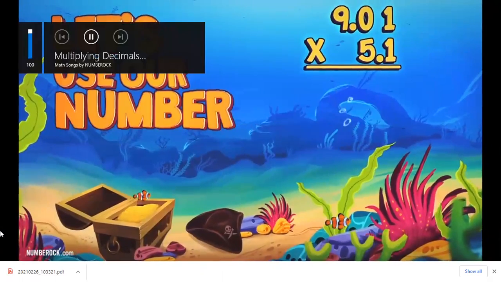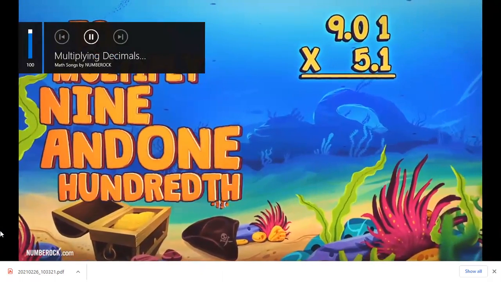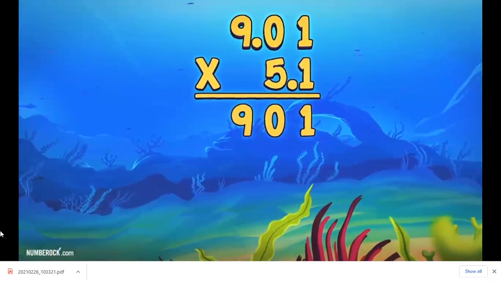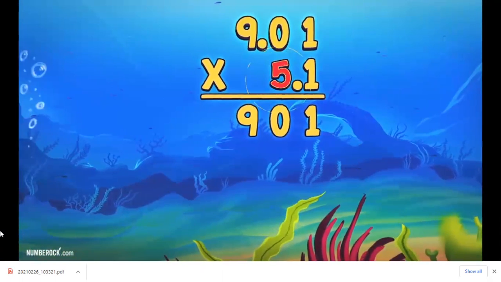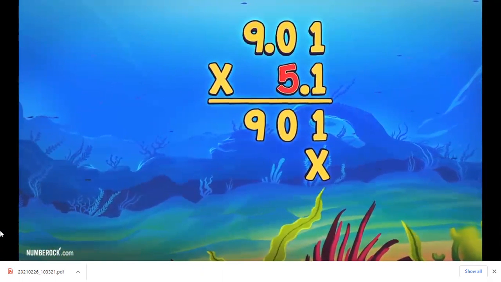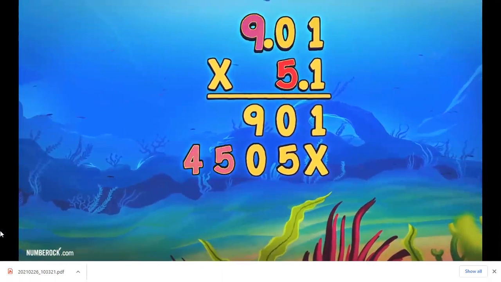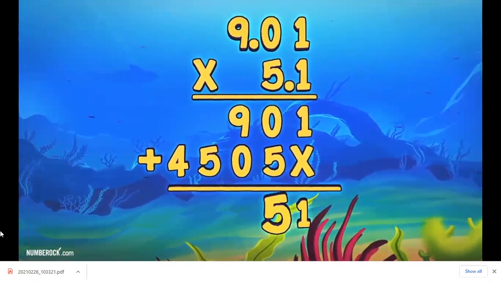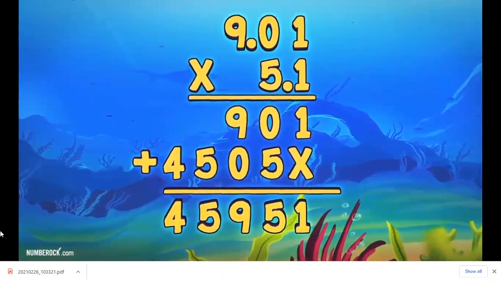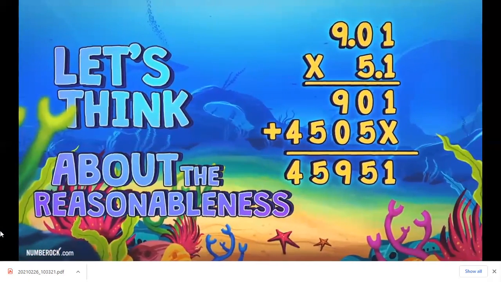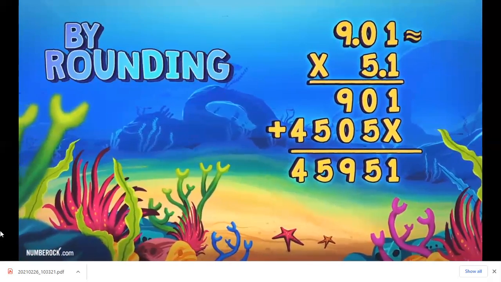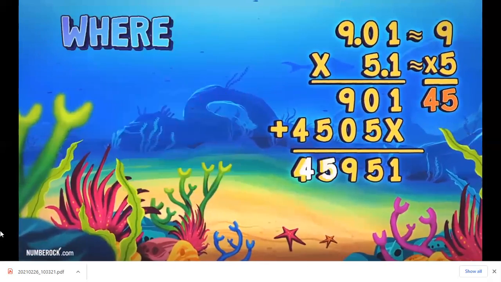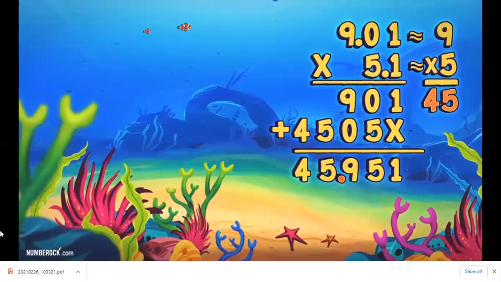Let's use our number sense to multiply 9 and 100 by 5 and 1/10. We multiply the 1 to get 109. In the next place value, there's a 5. Next holds the place on the second line. We get a 5, a 0, and a 45. Write a line, a plus sign, tally up the score. To get 1595 Let's think about the reasonableness of our answer by rounding to a simpler number. Then we can easily see where the point needs to be.